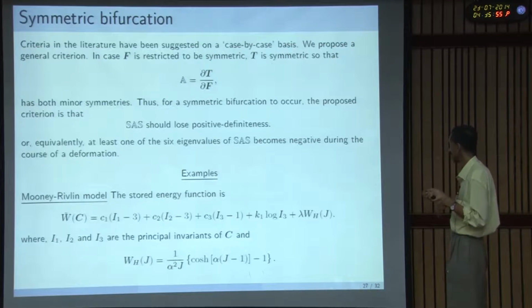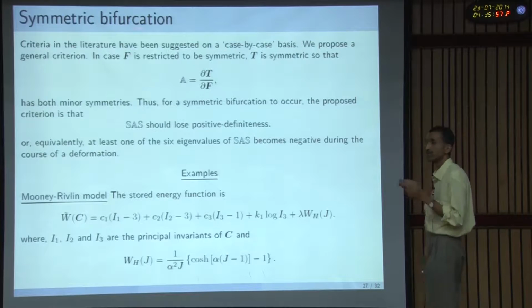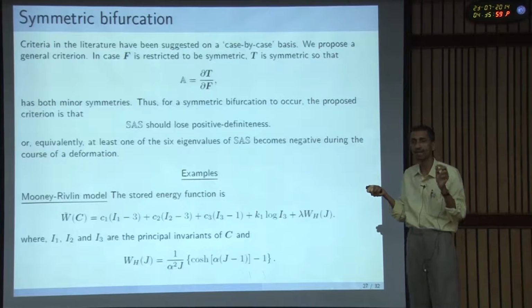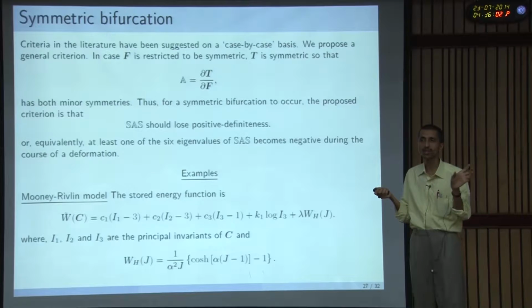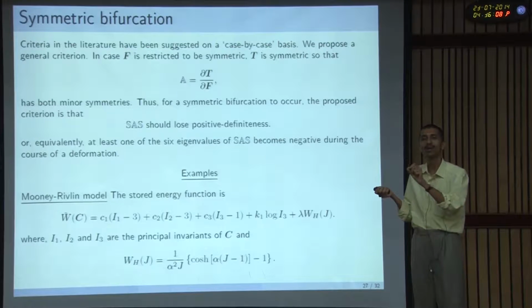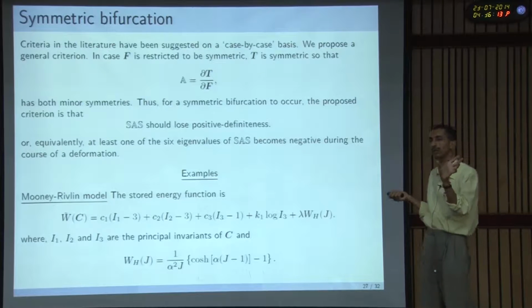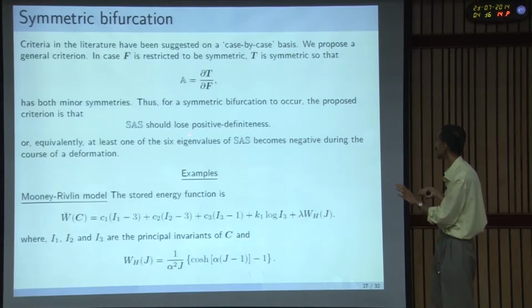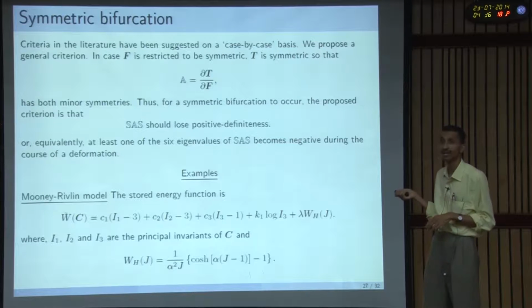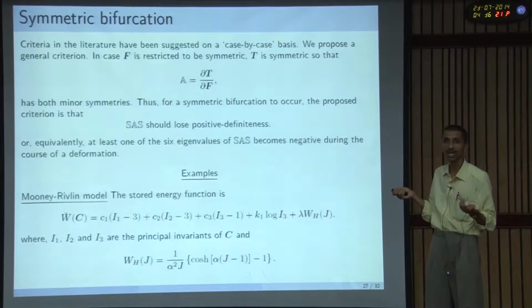So here, basically, in the literature they have studied this problem very extensively, but they have done the stability analysis on a case-by-case basis. That means maybe they will study a Mooney-Rivlin or Ogden or whatever model, take that particular constitutive model and study the stability analysis. But here we want to propose a general criterion. That means it should work for any material.